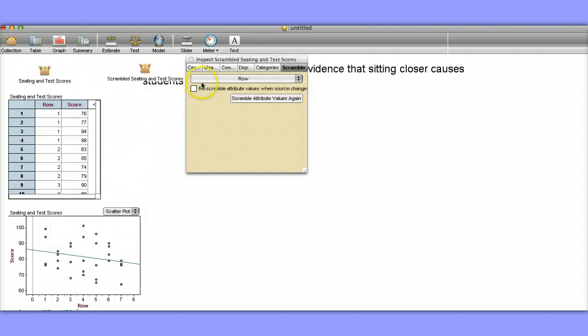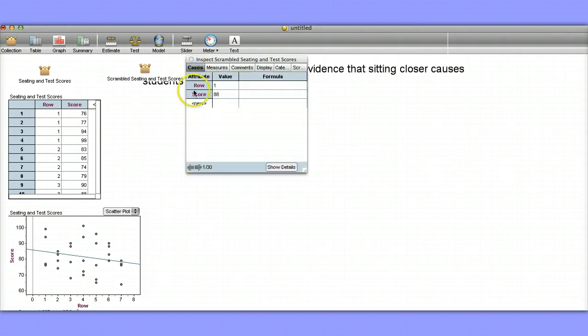So I'm going to scramble attribute values, and I want to scramble the score. And just to convince you that the scores have been scrambled, notice there's still 30 cases here, just like we had over here with 30 students. In the first row, the very first observation has a score of 88, which is not what we have here. And then we have a score of 90, which is not what we have here. So it appears that the scores have been scrambled, but not the rows.